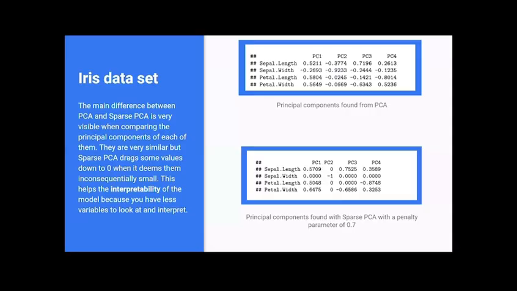The PCA and sparse PCA in the iris data are very similar, but sparse PCA drags some values down to 0 when it deems them inconsequentially small. This helps the interpretability of the model because you have fewer variables to look at and interpret.